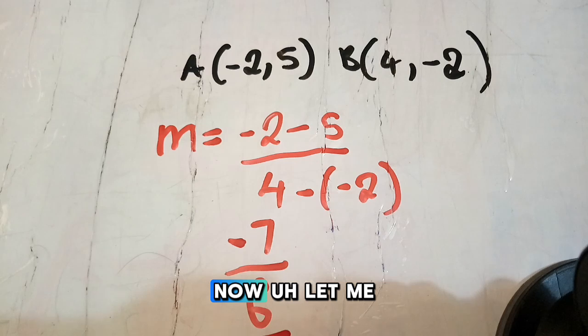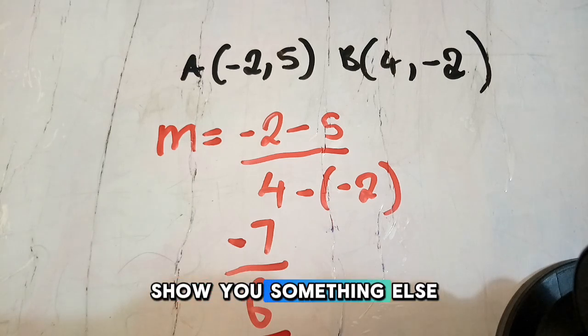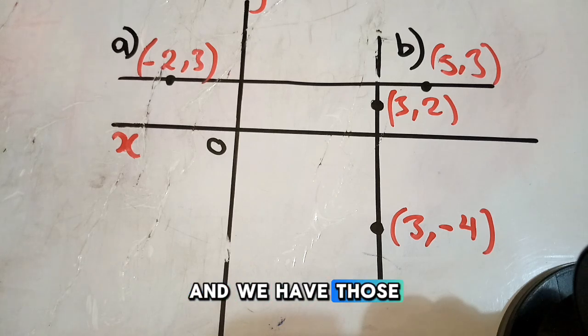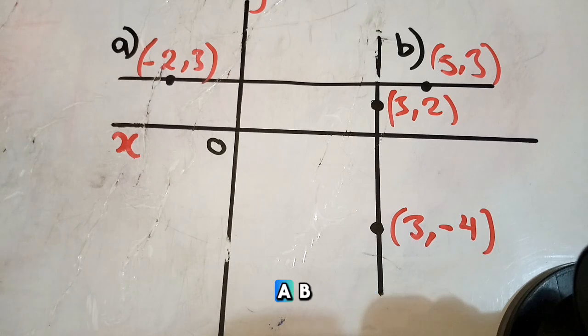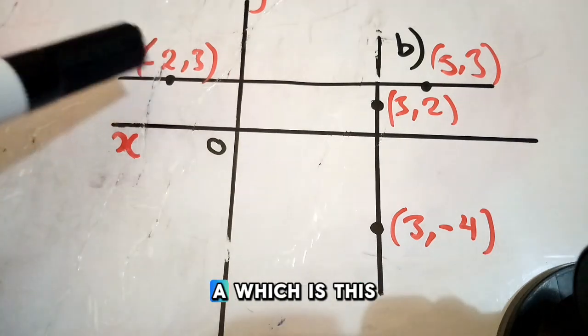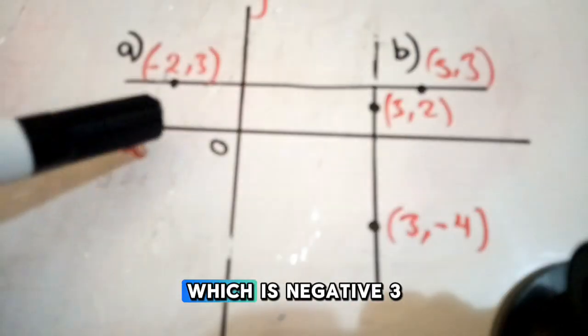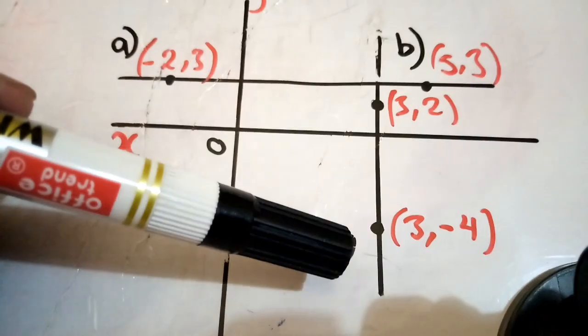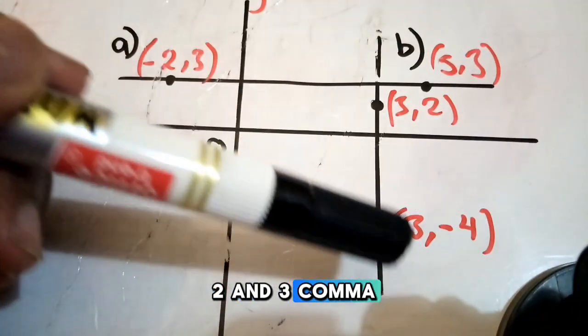Now, let me show you something else. So we have this graph over here and we have those two lines. We have line A, which is this line over here, which is negative 3, 3 and 5, 3. Then we have this line. We have 3, 2 and 3, negative 4.